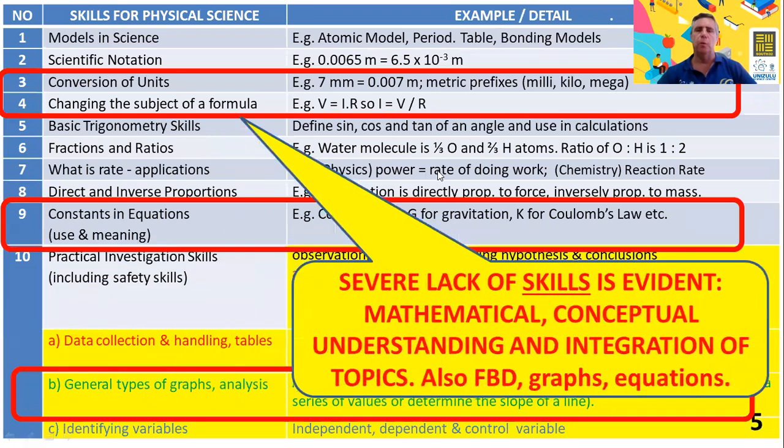These skills are so important. And again, as the examiner noted, a severe lack of skills is evident when marking. Mathematical, conceptual understanding, and integration of topics, also free body diagrams, graphs, and equations. Those last two are going to come up a lot in question 3.